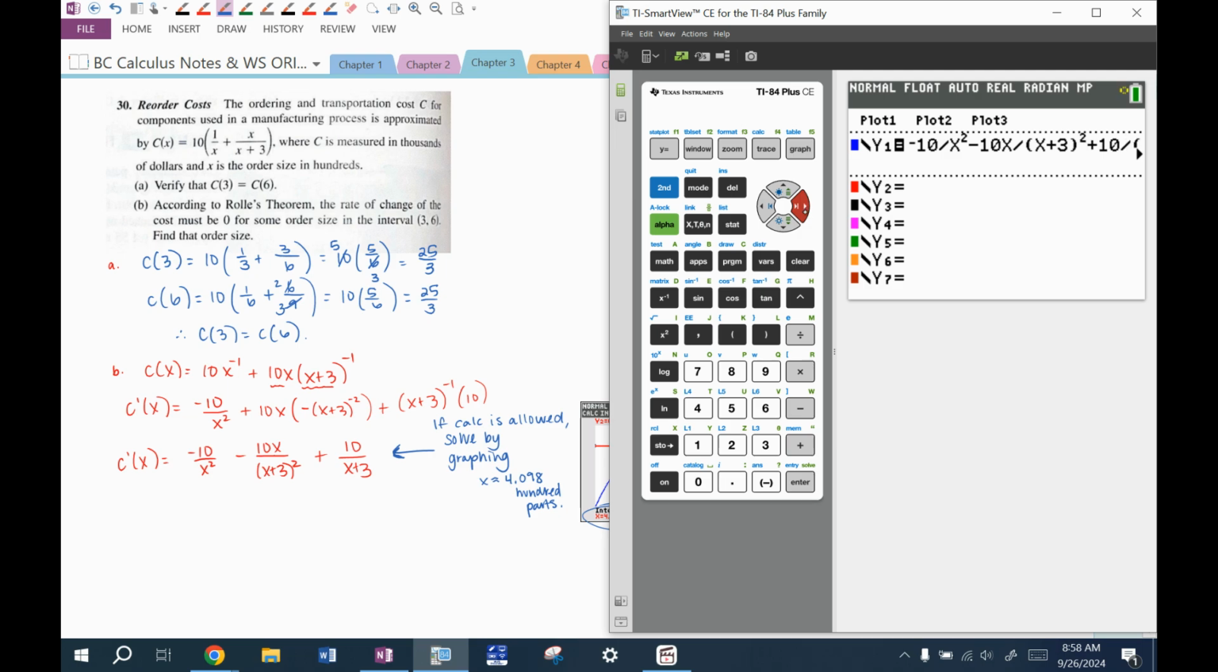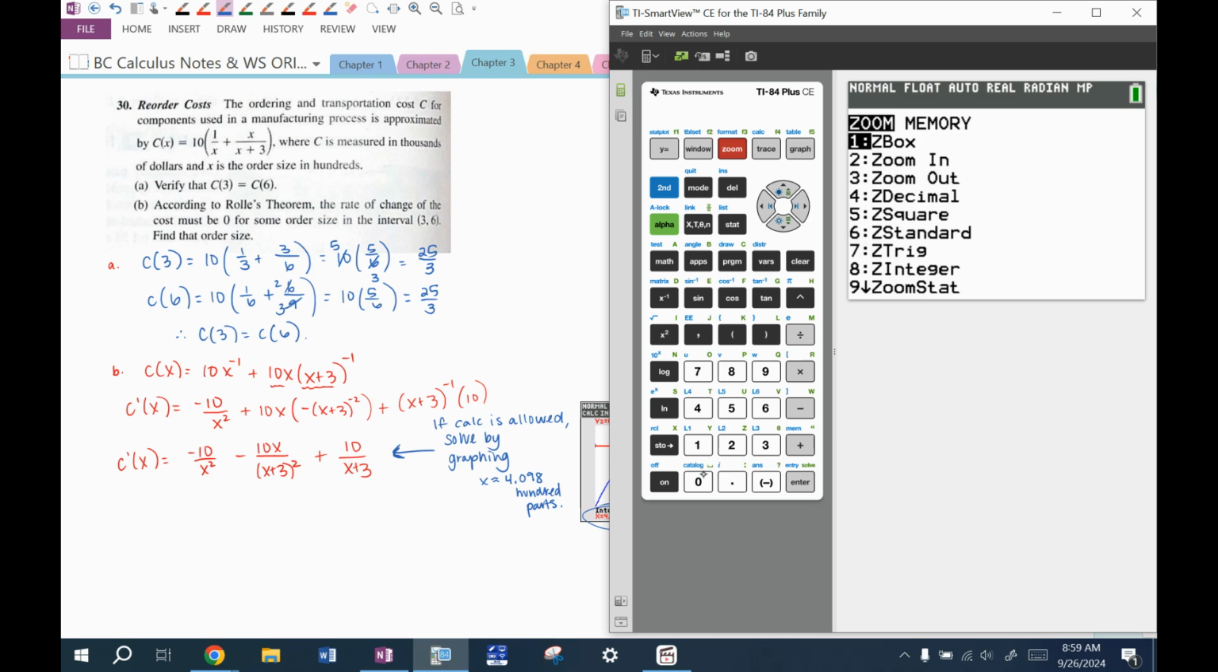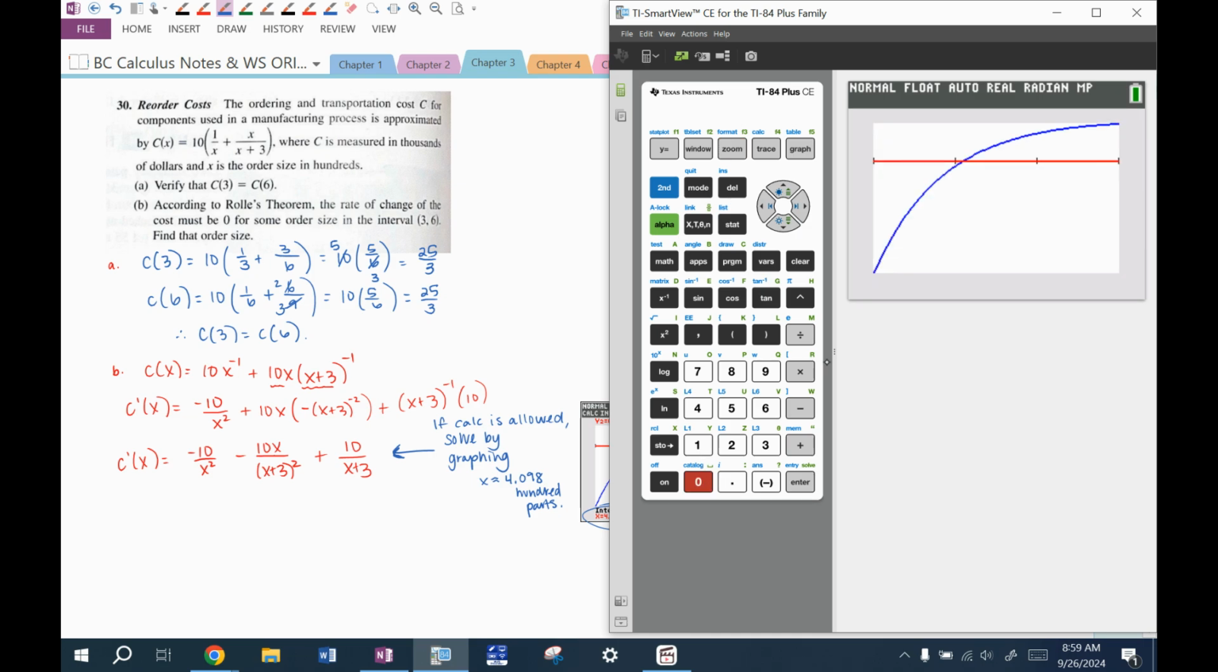Since I switched off my screen, I want to make sure I finished it. Okay, so I have this all typed in. I like to type in the line y equals 0. And then to graph this, we're looking on the interval 3 to 6. So you can set your window to a minimum of 3 and a maximum of 6 and zoom fit. We use that skill a lot in pre-calc, right? And so this is going to get me right to the answer.